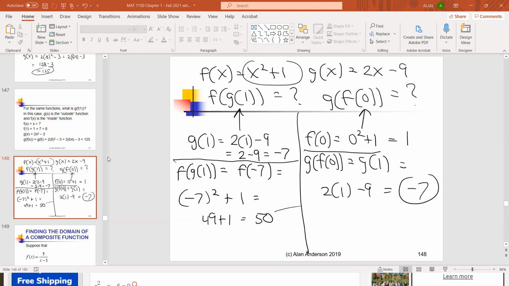Whereas on the right-hand side, g of f of 0, start by evaluating f of 0. All the x's become 0. So here we end up with a 1. So now what you're actually doing when you're evaluating g of f of 0 is you're evaluating g of 1. So you come up here and you replace the x with a 1, and you should end up with -7.